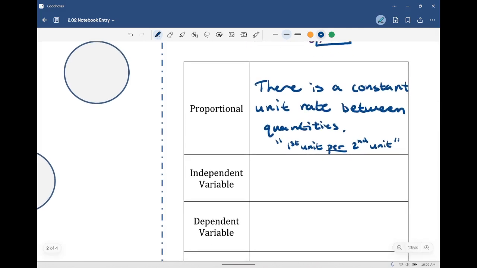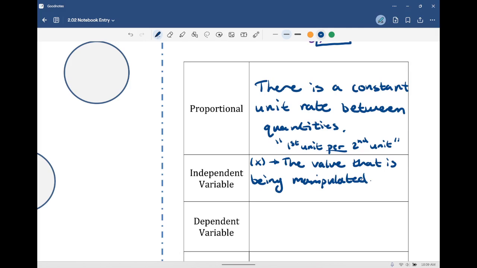Up next, your independent variable. We've used independent. We actually have been using dependent. We just haven't stamped them. And so on a graph, this is x. This is simply the value that is being manipulated. That is the value that is being manipulated.